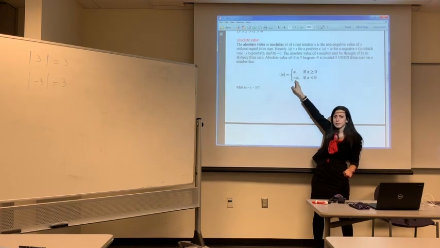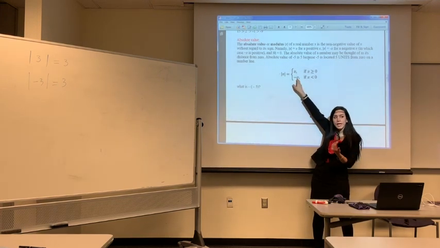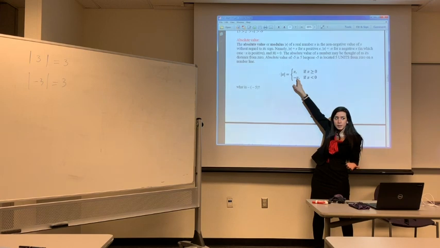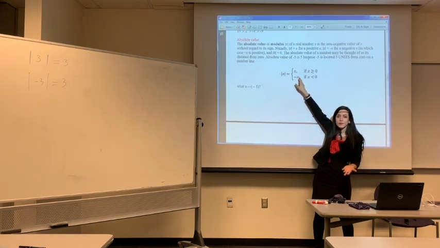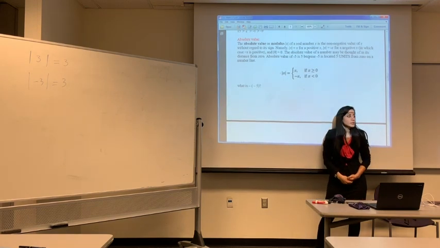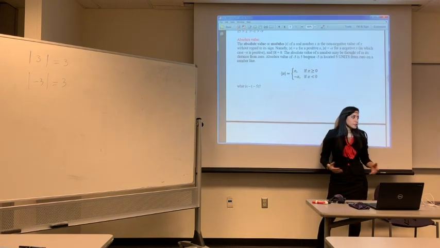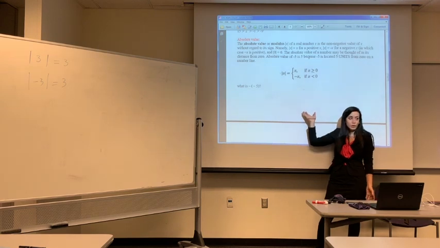So I'm going to use the second condition. The second condition says, instead of x, put that number. What was my number? -3, correct? So negative of -3 is +3. So this is the way this formula works.